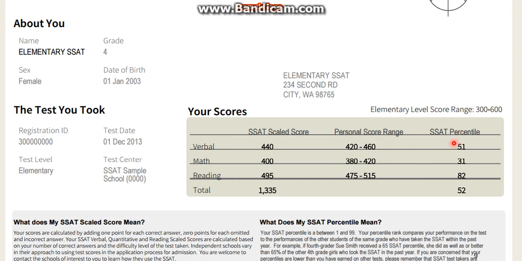So the score range, of course, it explains it up here. For the elementary students, the highest they could potentially score would be 1800. So this student scored 1335, and the total possible score would have been 600. Now it says down here, independent schools vary in their approach to using test scores. So that's quite important to note.